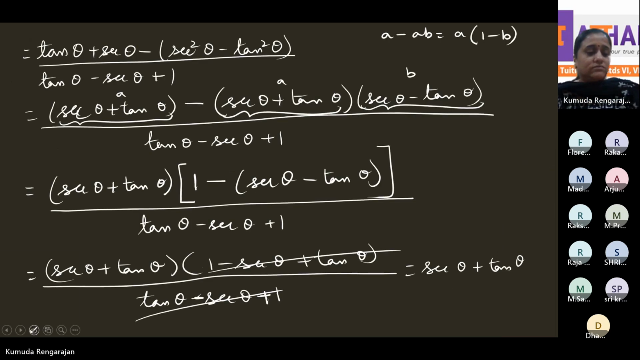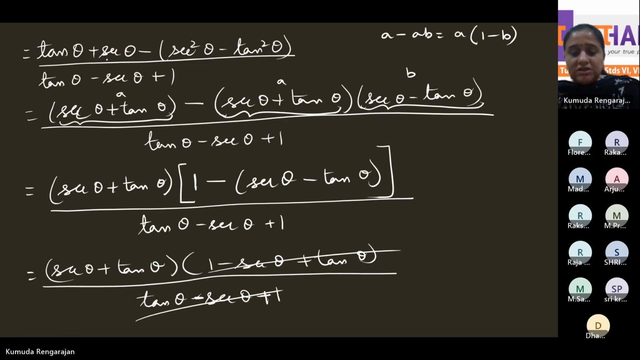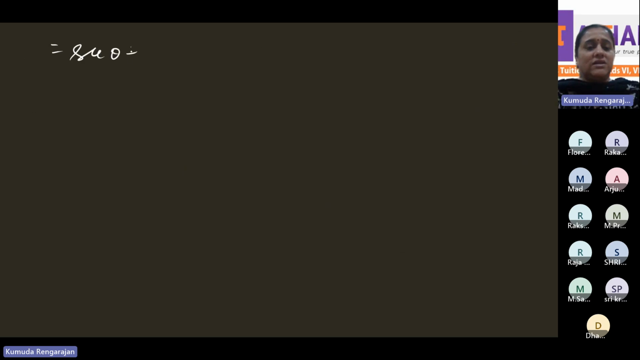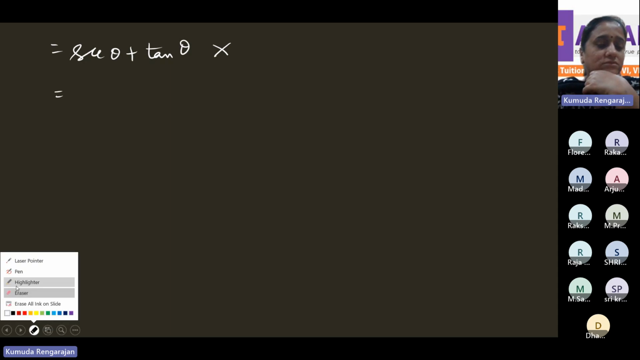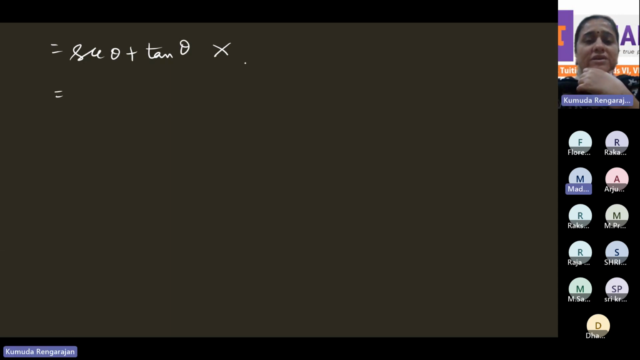From this one proof, you learn many ideas. All these ideas you must remember. We have secant theta plus tan theta. Now, because this is not the RHS, what should you do? Multiply this one by what do you want in the denominator actually?